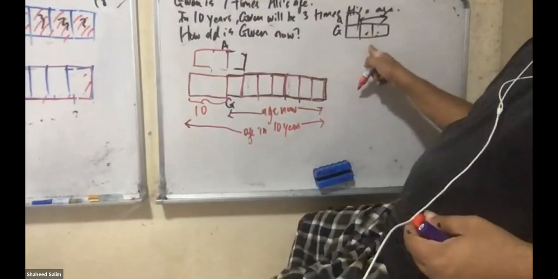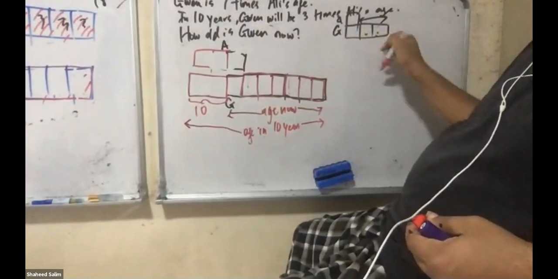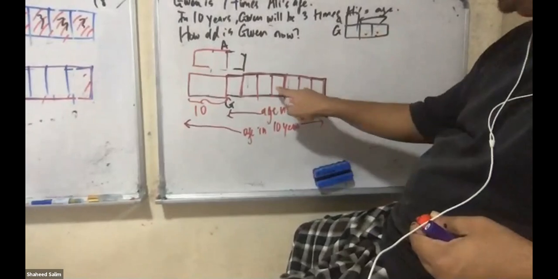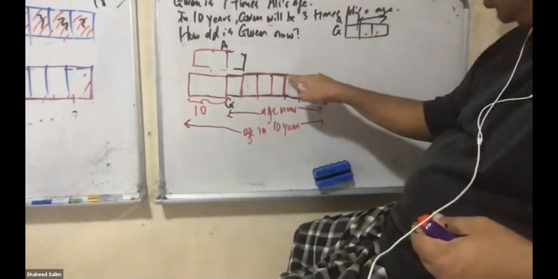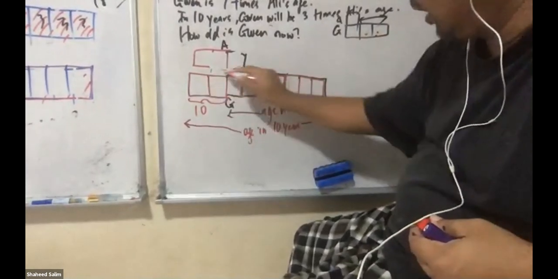So when I draw this, in 10 years' time, Gwen is 3 units. There's 2 units left. So I want to have 2 units here. 1 big unit, 2 big units, and 3 big units.